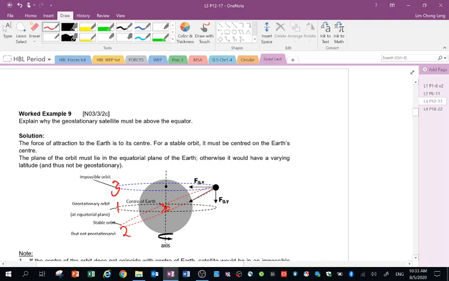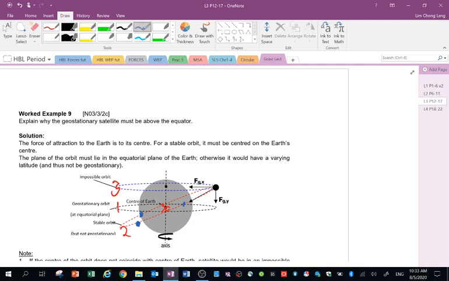Now look at the second orbit. Second orbit is a stable orbit, but it is not geostationary because if a satellite is on the second orbit, it will actually move from one hemisphere to the other hemisphere. It will move from the southern hemisphere to the northern hemisphere and then back to the southern hemisphere. So second orbit is a stable orbit because the center of the orbit coincides with the center of the Earth.